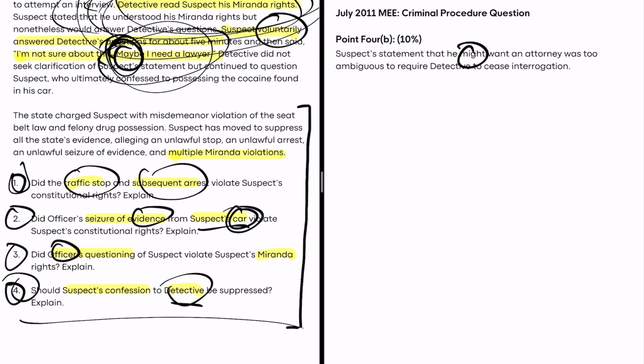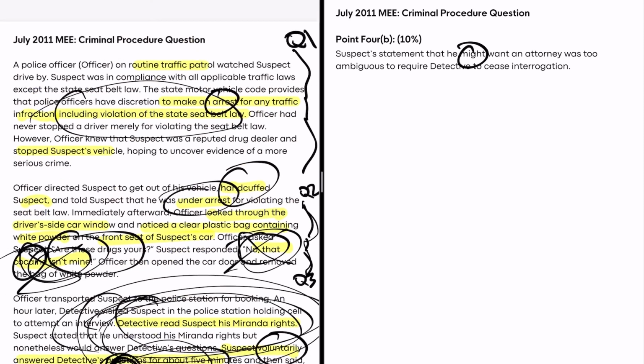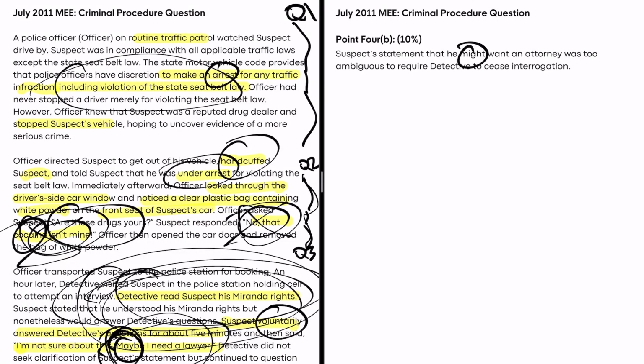Yep, we're at the end here with point 4B, which was worth 10%. With that was everything that the bar examiners were looking for in this criminal procedure essay from the July 2011 multi-state essay exam.